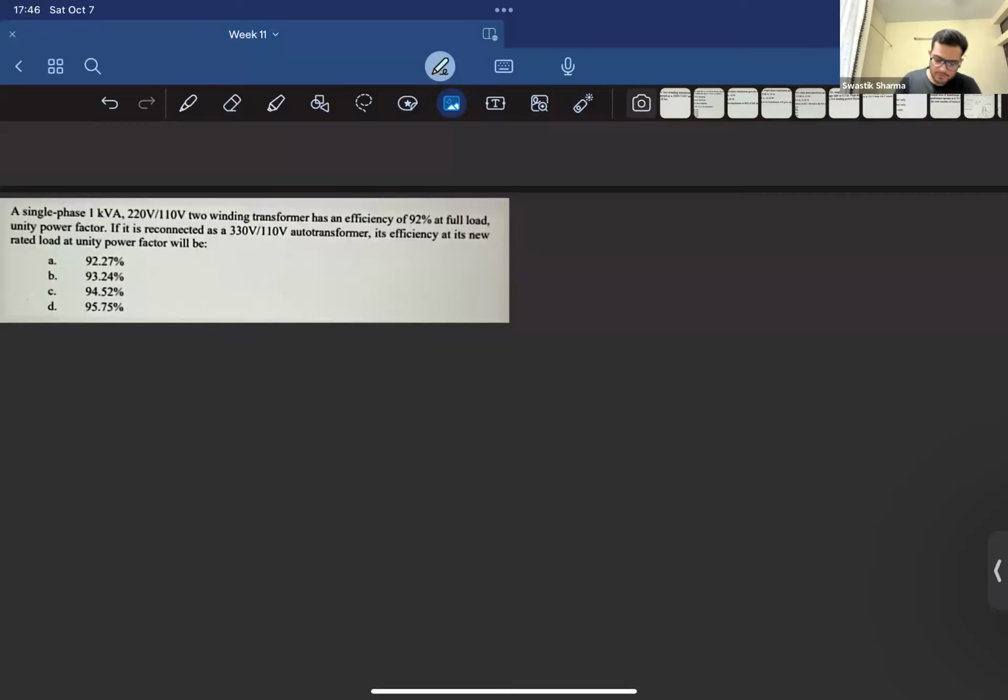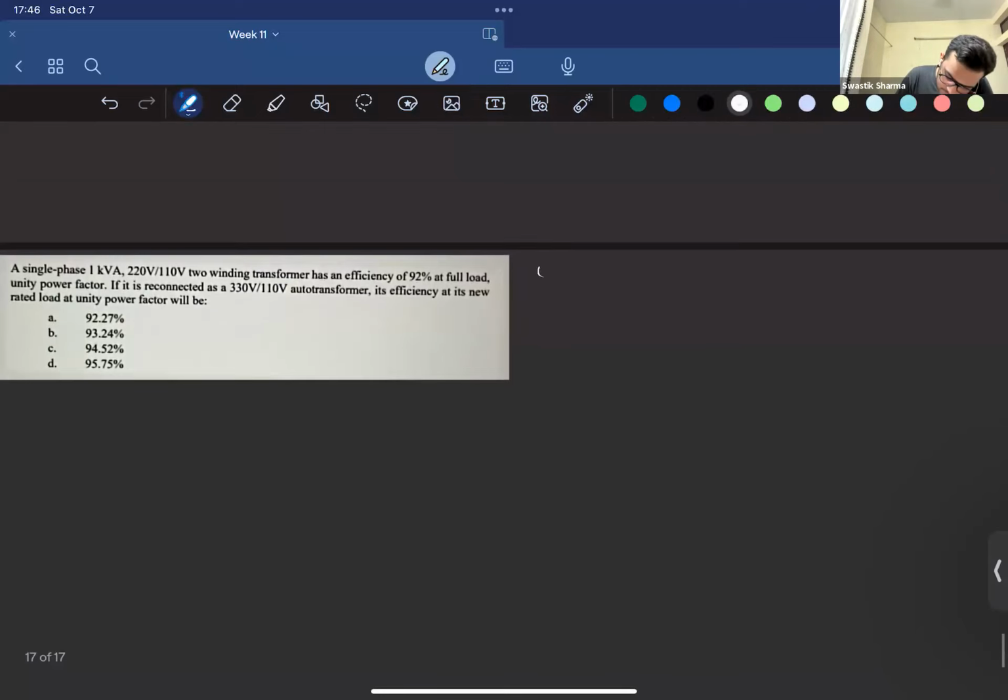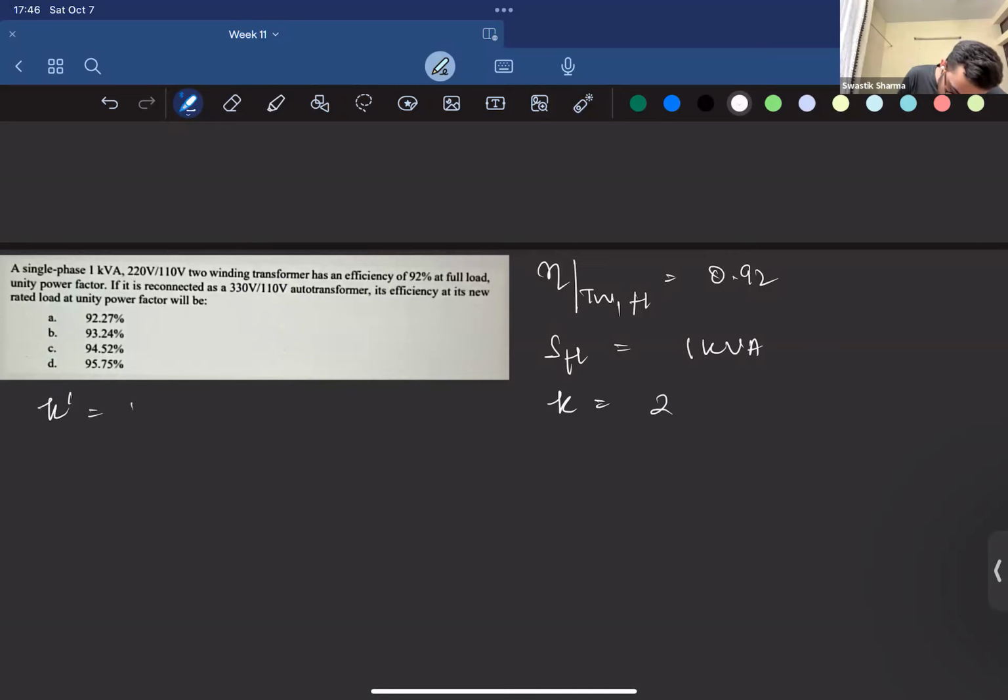Okay, we can do that. So we know for two winding full load efficiency is given by 0.92, right? Yes, we know. And the full load kVA is 1 kilovolt ampere, and we know the value of K is 2, right? Similarly, K dash is 3, right? Now we need to find out the efficiency at its new value.